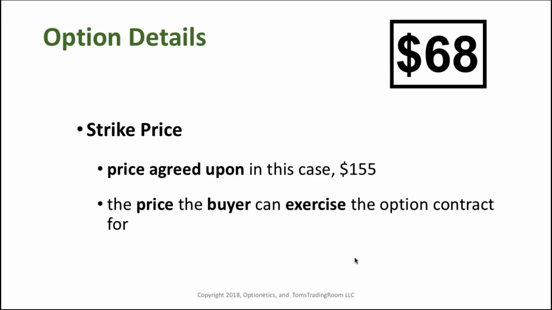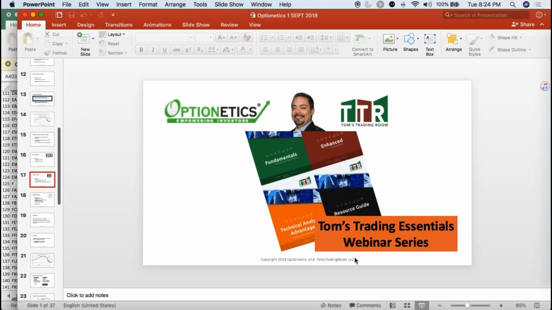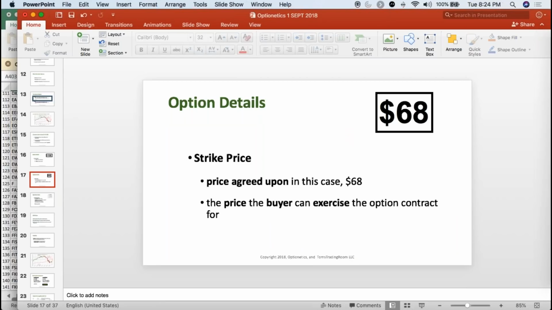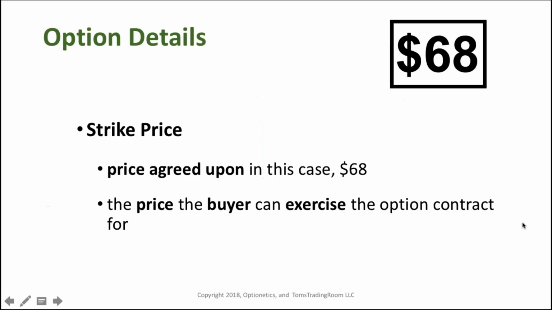Strike prices. Well, that's the price that you agree upon as a buyer or a seller. And in this case, it's not 155, it's 68. It's $68. Let's fix that little problem right now, because I keep these almost as current as possible. $68. So that's the price that the buyer can exercise the option contract for.